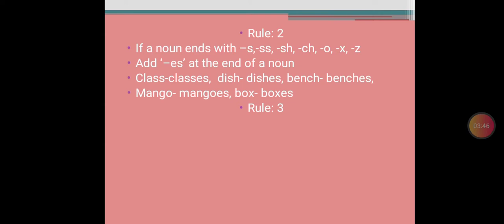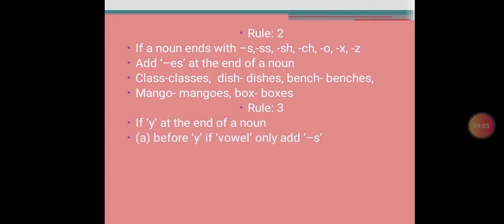Rule number 3. Suppose there is y at the end of a noun. Then there are two ways. Remember, y is at the end of the noun. First, suppose before y there is a vowel. Then only add s. Vowels are a, e, i, o, u.